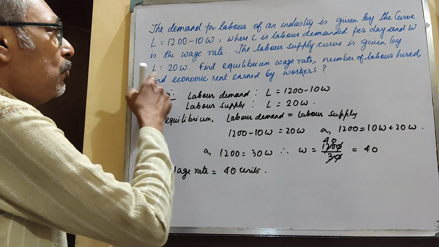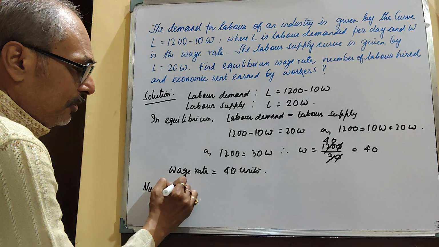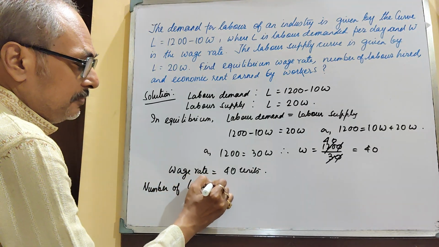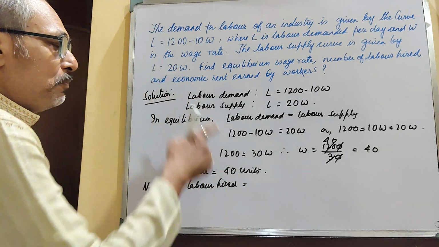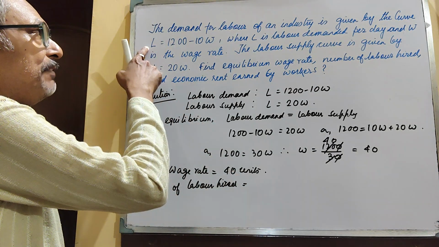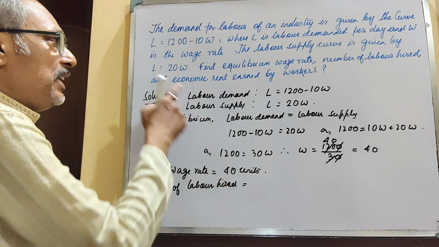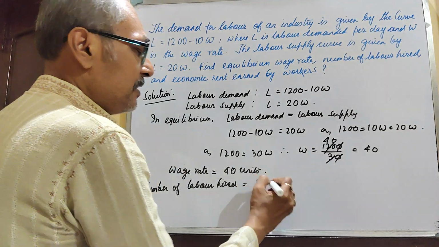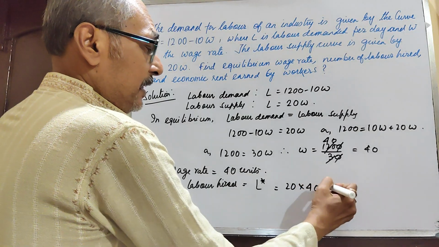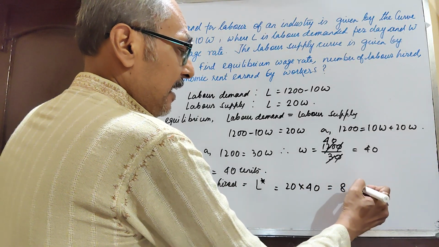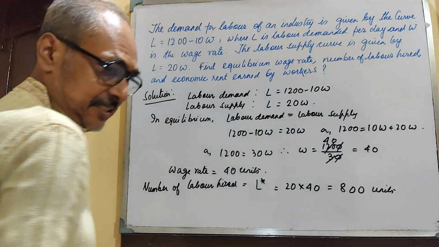We have to write units because wage is a nominal wage. Now we have to calculate the number of labor hired. What we have to do? Now we put the value of W in either the labor demand curve or the labor supply curve. I am putting the value of W in the labor supply curve. Labor hired, L star equals 20 into 40. This is 800. That is, number of labor hired is 800.